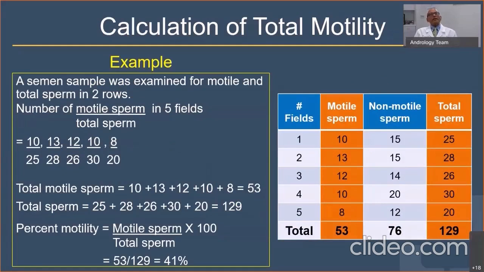So the example for calculating the total motility, we will count two rows and we will look for 5 random fields and count the number of motile sperm, which are in blue. And we count a total of 53 sperm in this example, as you can see in the second orange column. And then we will count the non-motile sperm, and this will give us the total sperm in the 5 random fields, which in this case is a total of 129 sperm. And looking into the box on the left, you will see that the percent motility can be calculated and shown as 41%. Motility is always represented as a whole number. Next slide, please.